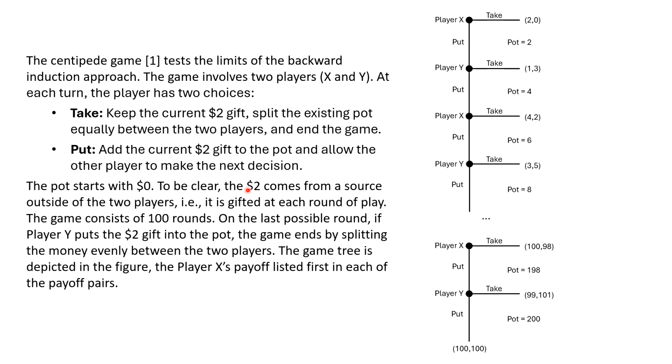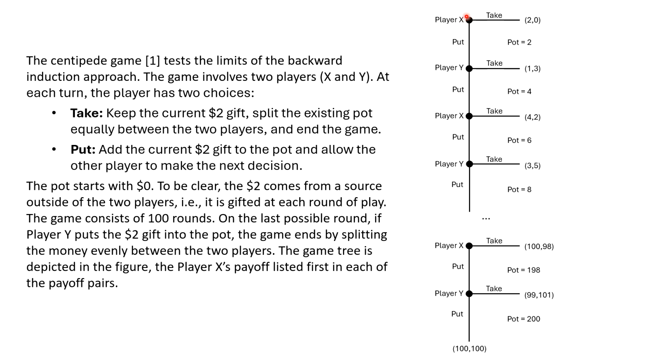To be clear, the $2 at each decision point that's inserted comes from a source outside of the two players. It is gifted at each round of the play. The game consists of 100 rounds. On the last round, if player Y puts the $2 gift into the pot, the game ends by splitting the money evenly between two players. That's what's shown here. They would each get $100. And the game tree is shown here.